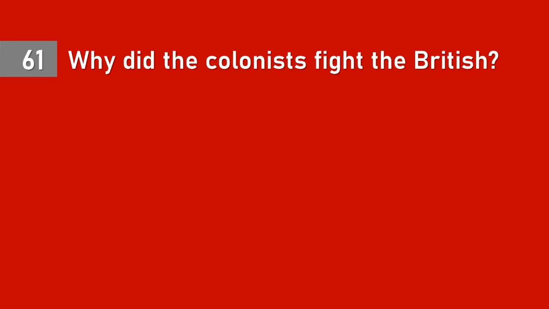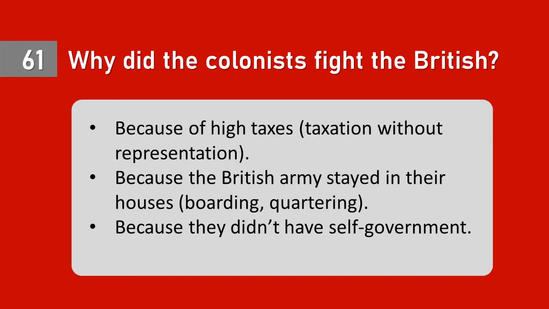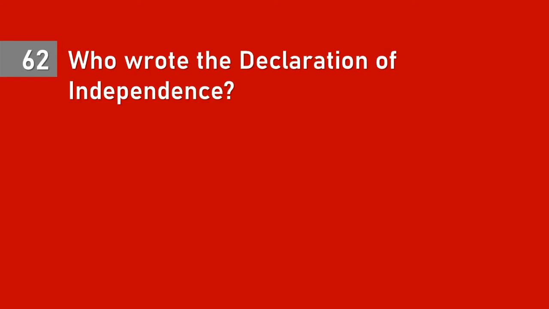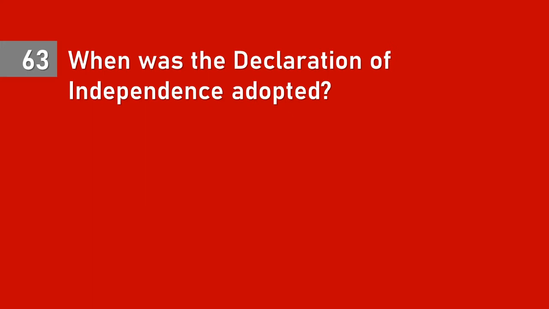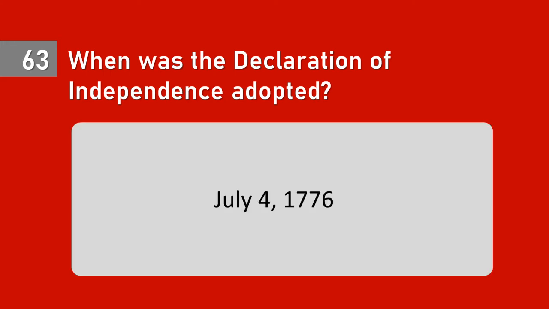Question 61. Why did the colonists fight the British? Because of high taxes, taxation without representation. Because the British Army stayed in their houses, boarding, quartering. Because they didn't have self-government. Question 62. Who wrote the Declaration of Independence? Thomas Jefferson. Question 63. When was the Declaration of Independence adopted? 4th of July 1776.